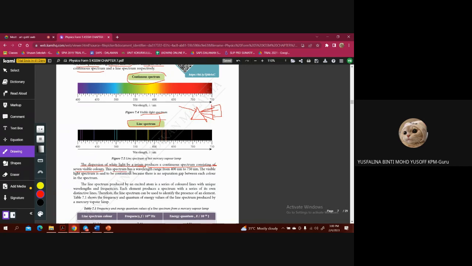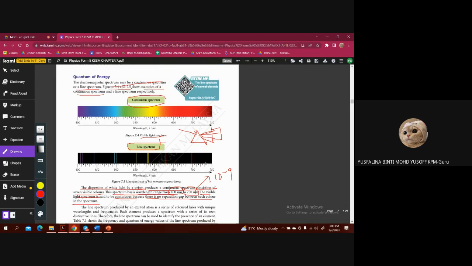So this spectrum has a wavelength range from 400 nanometer to 750 nanometer. Remember, nano is 10 power of negative 9. The visible light spectrum is said to be continuous because there is no separation gap between each color. So why do we call it continuous? Because you can see there is no separation gap between each color.